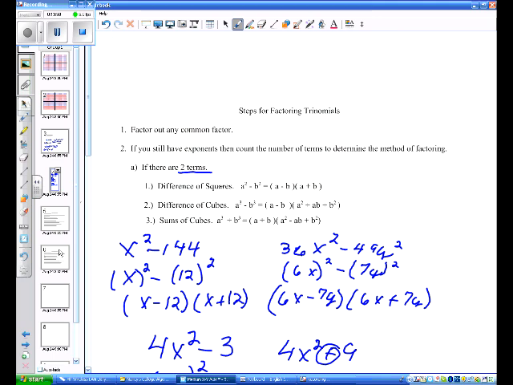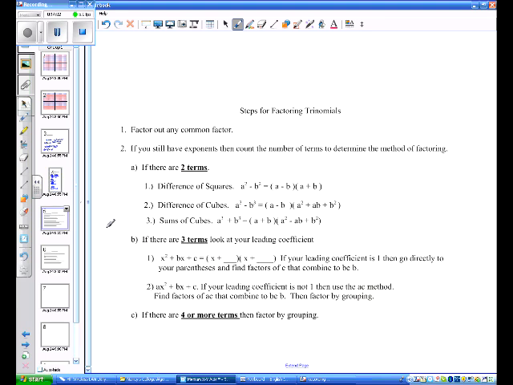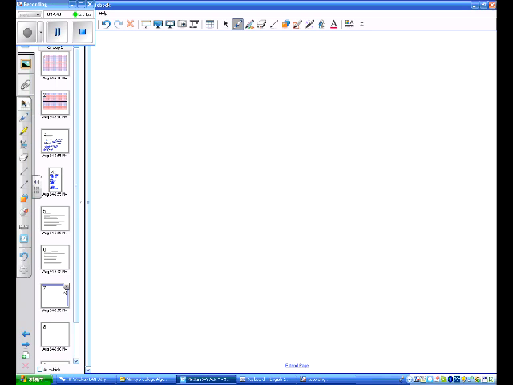Okay, what we want to look at next is, well, what do we do when we have three terms? With three terms, you look at your leading coefficient. That's what's going to determine it. Either your leading coefficient is 1 or it's not 1. So let's look at the ones where it's 1 first. If your leading coefficient is 1, then you're going to go straight to your parentheses, and you're going to find factors of C that combine, either add or subtract, to be B. And we'll look at how we know which one that is. So let me just get a different page instead of scrolling down on this one.